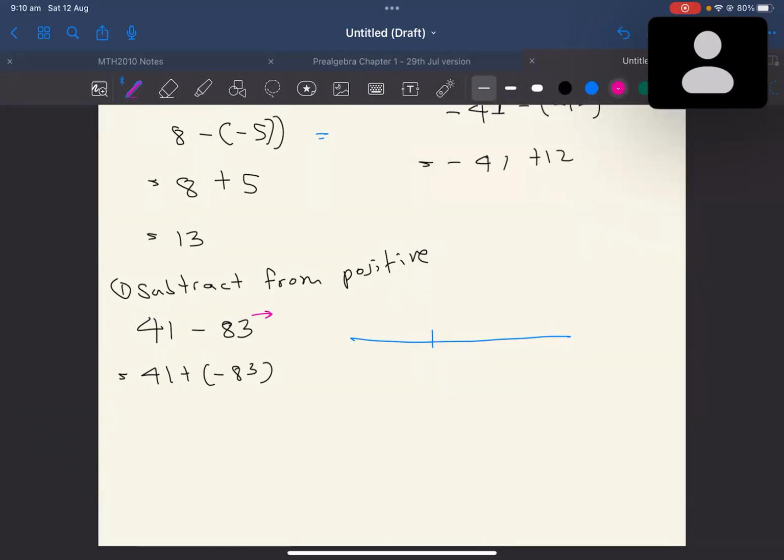So start with 41. Subtracting means going left, and adding a negative also means going left. So it's the same thing: going left by 83 and crossing over. Here I would recommend switching them around, making it negative 83 plus 41, which will be a bit easier. You can solve that and get a negative, I think negative 42 is the answer. If you don't know what I'm talking about here, just let me know, because this will be important in the test.